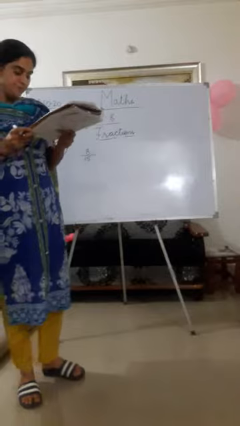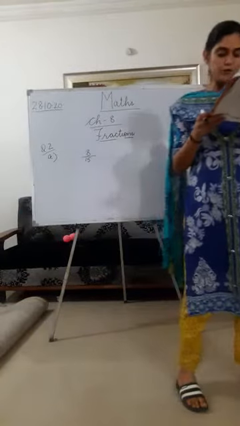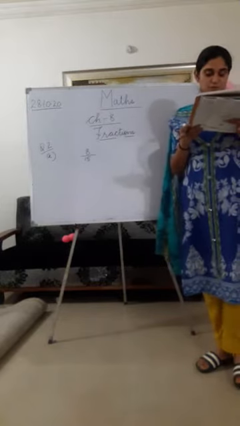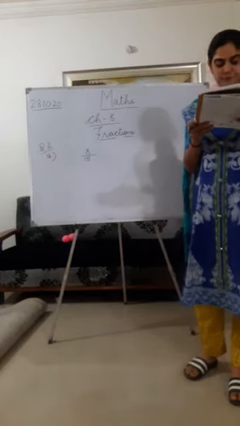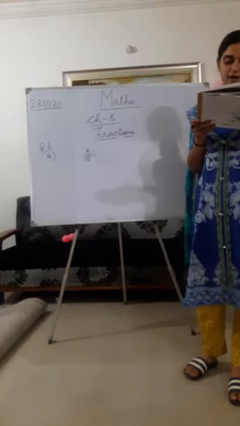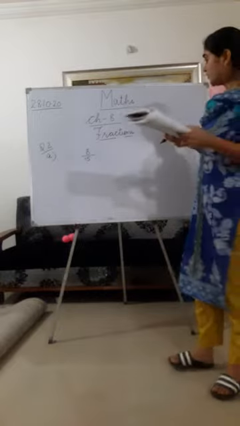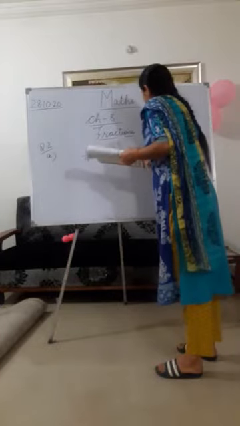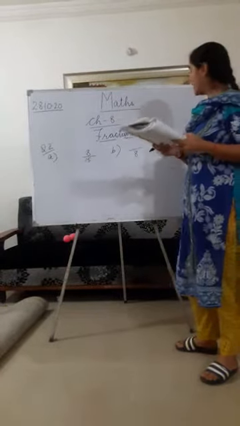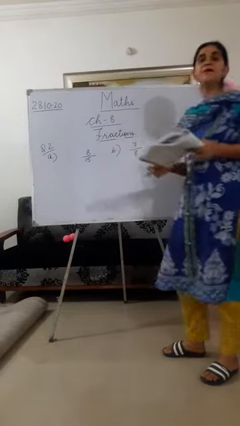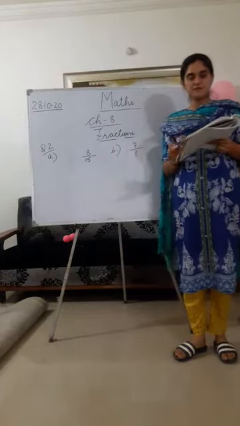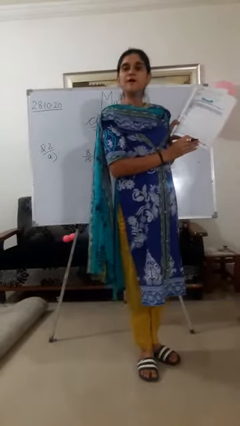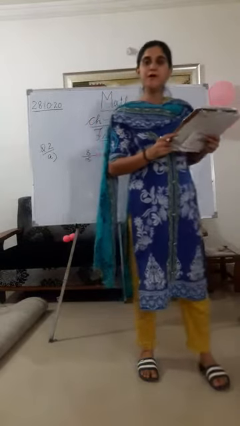Now B part. Kiran colored 7 out of 8 candles in the picture. The fraction of colored candles is, in this also, total number of candles are 8 and out of 8, how many candles did Kiran color? 7. So our fraction will be 7 upon 8. So we have finished this exercise, that is exercise number 2. This exercise 1 and 2 question you have to do in the book itself. I will send you the PDF also.